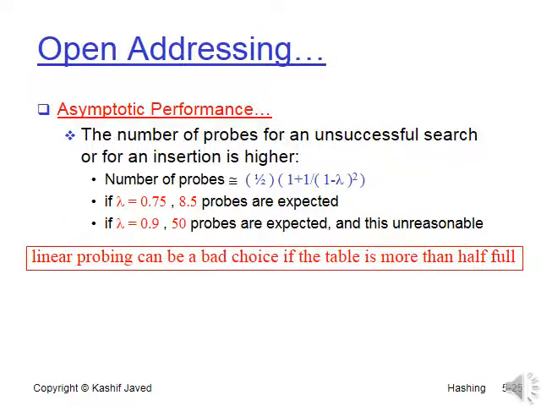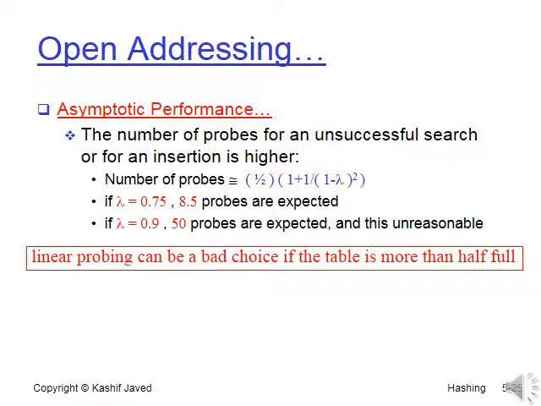Further to the asymptotic performance, the number of probes for an unsuccessful search or for insertion is higher. For that, the number of probes is approximately 1/2 times (1 plus 1 divided by (1 minus lambda) squared). Now if your load factor is around 0.75, then 8.5 probes are expected. If your load factor is 0.9, 50 probes are expected, and this is unreasonable.